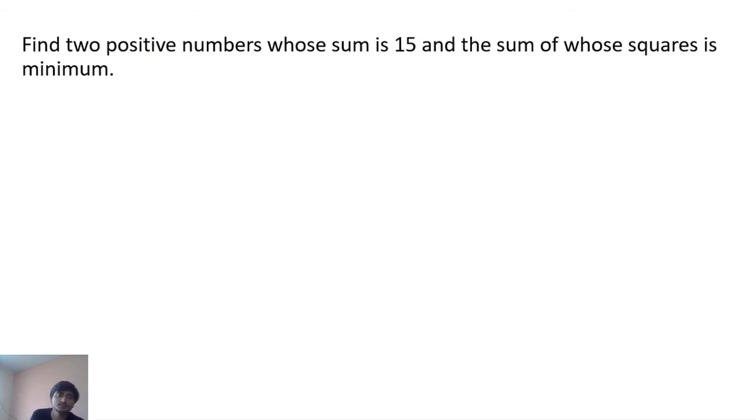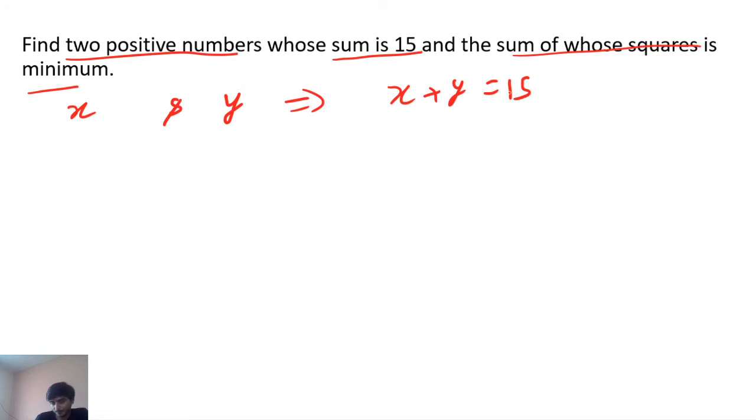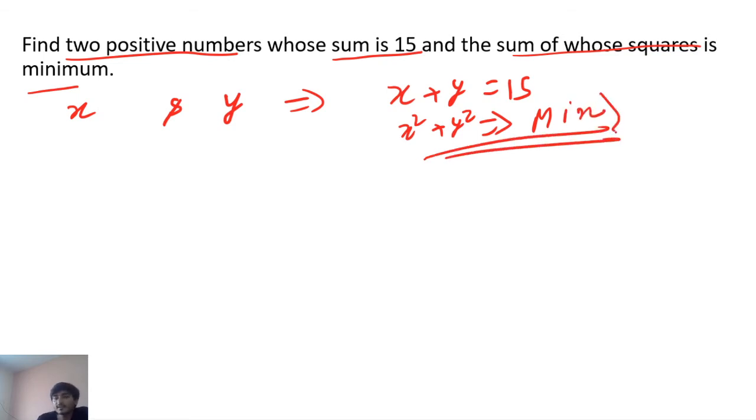So we'll go to this question, a word problem. Here they are asking: find two positive numbers whose sum is 15 and the sum of whose squares is minimum. Assume we have x and y, whose sum is 15. So I can write x plus y is equal to 15, and x square plus y square should be minimum. This is what we need to find, right?